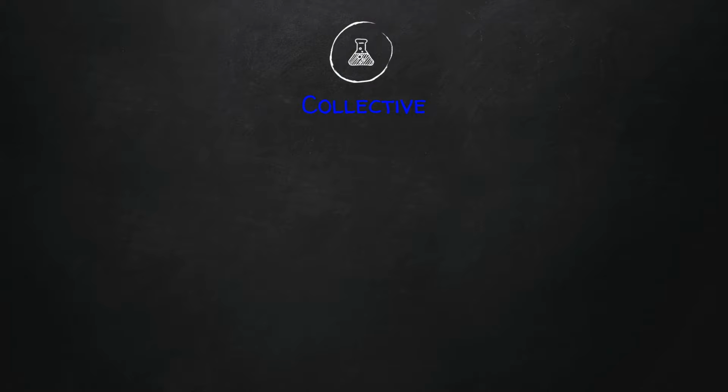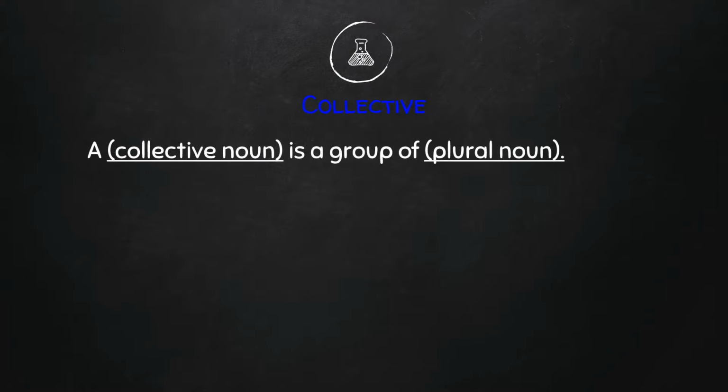A quick way to test whether a noun is a collective noun is to drop it into this equation. A blank is a group of blanks. So the first blank is going to be your collective noun, and the second will be the plural noun. So let me show you some examples. Using this equation, I might drop in the word flock.